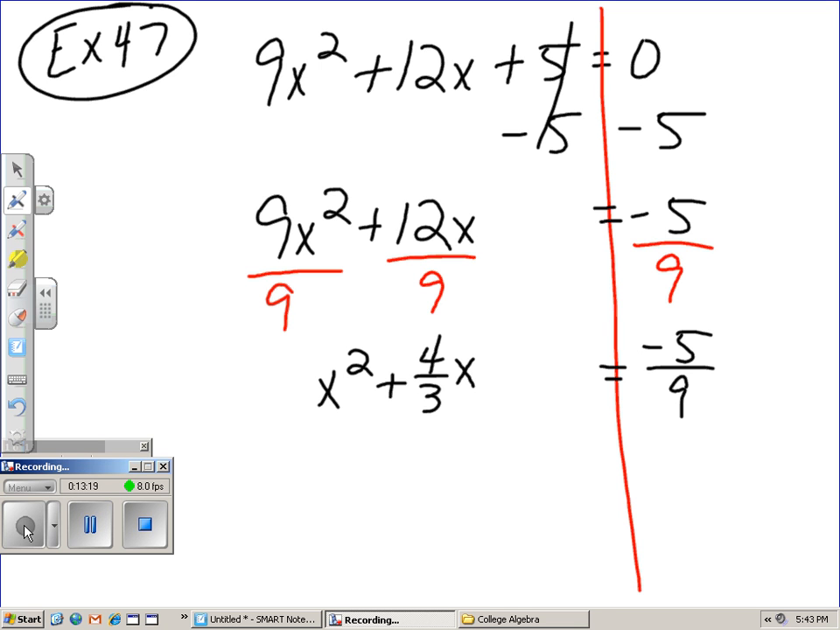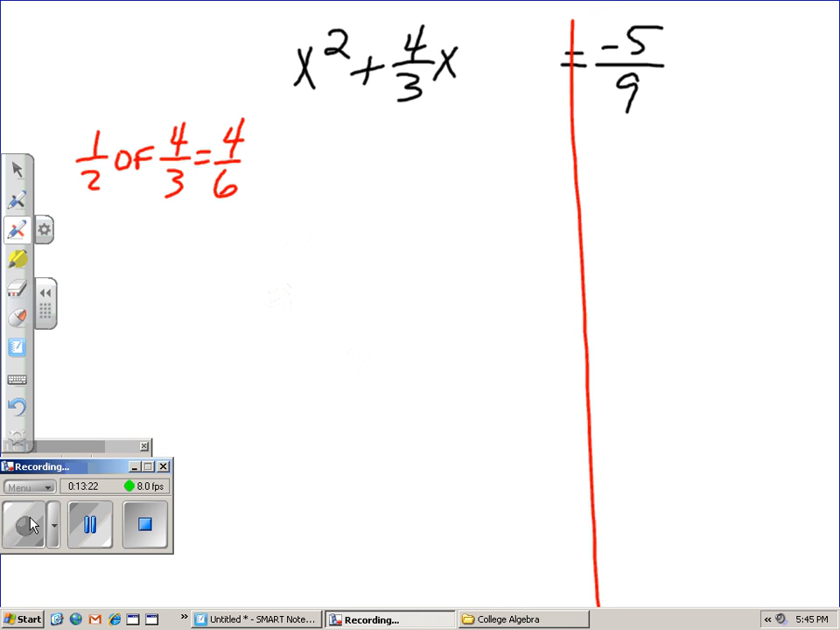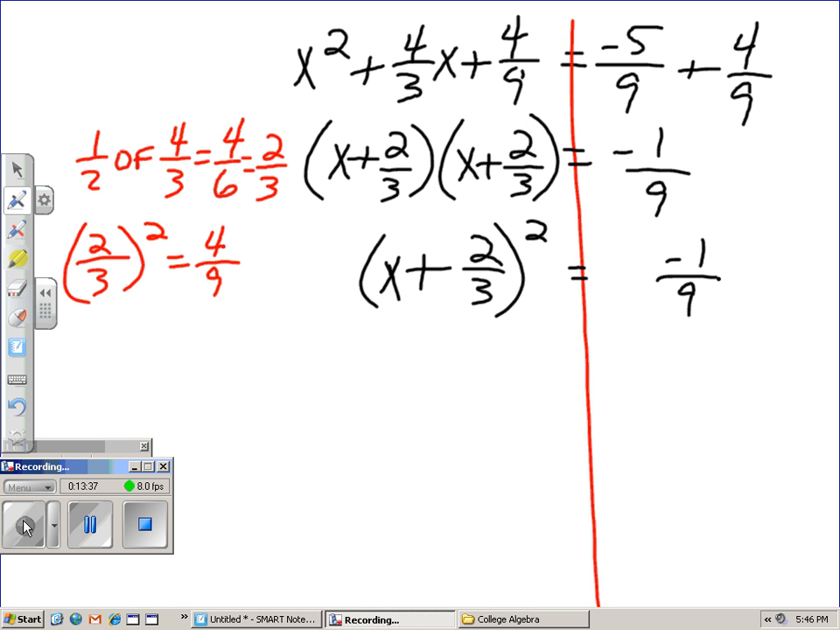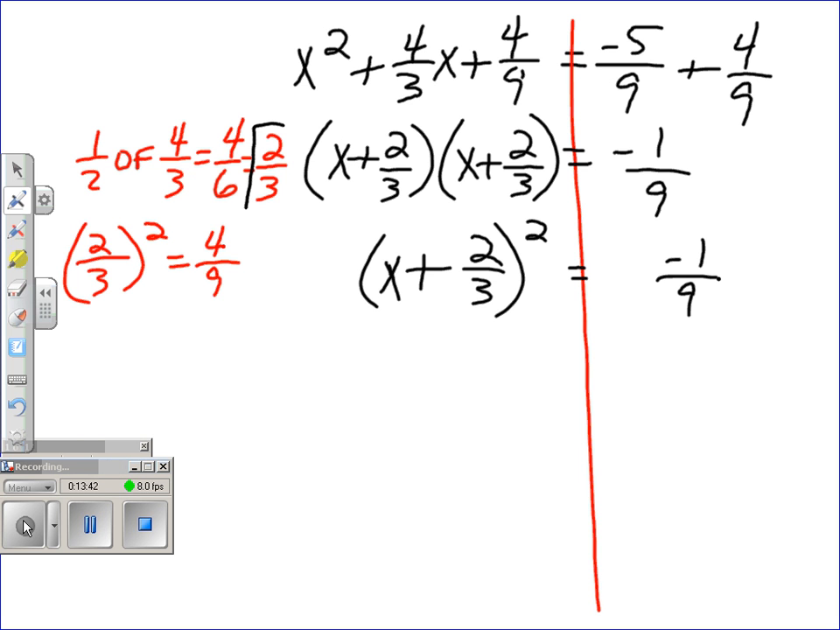All right, let's calculate that magic number. So half of the number by the x, half of 4 over 3 is 4 over 6. I'm actually going to go ahead and reduce it to 2 over 3. And then I square 2 over 3 and get 4 over 9. All right, I'm going a little faster now because I'm running out of time. So 2 over 3, remember the secret, the answer to that part 1 there, or step 1, is the number in parentheses right there. So I have x plus 2 over 3 squared equals -1 over 9 after I do the math.